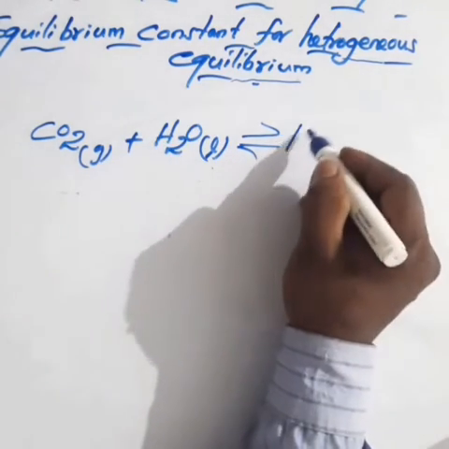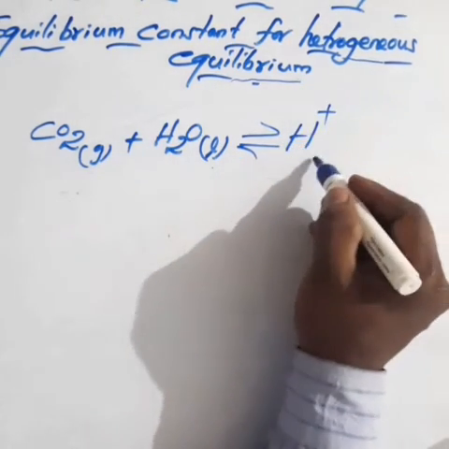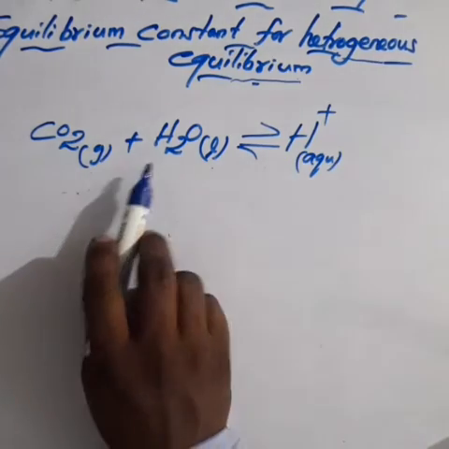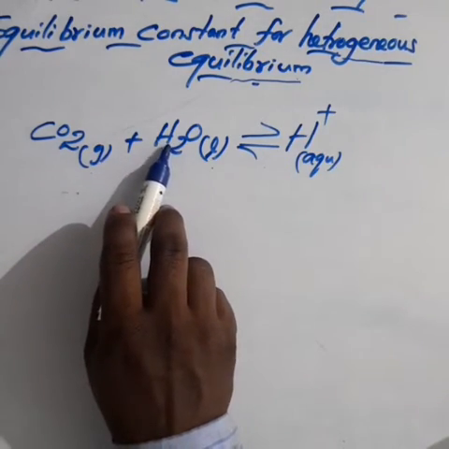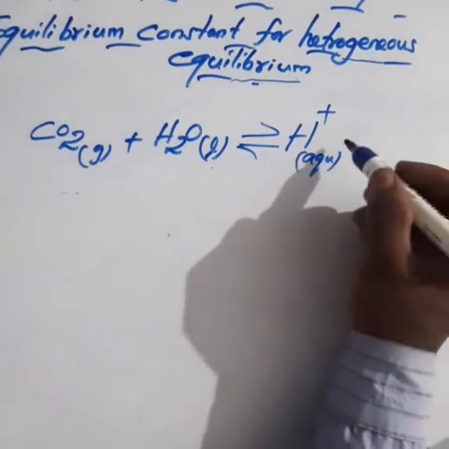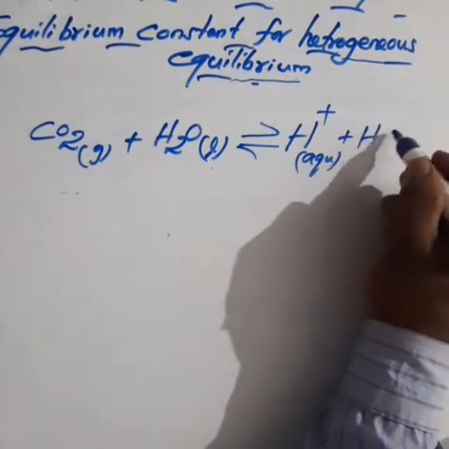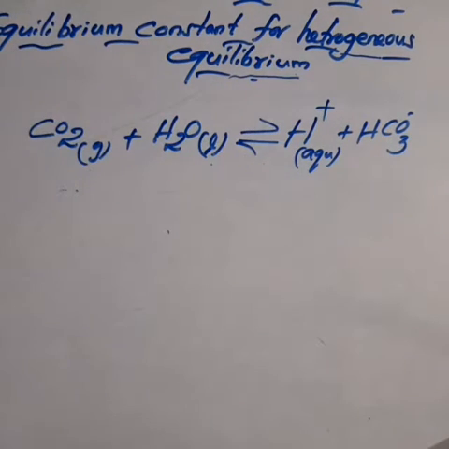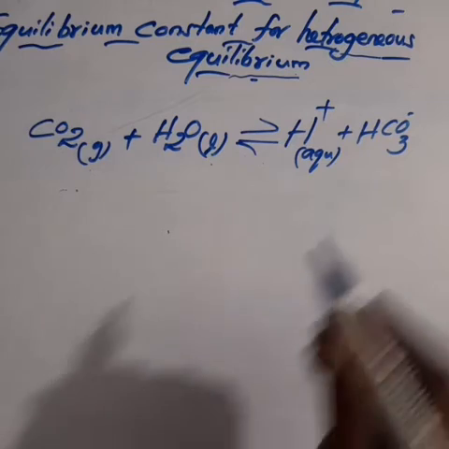Here, a hydrogen ion is produced from water. So H+ ions, this is aqueous state, aq. And also the bicarbonate ion: hydrogen combines with the CO2 and along with the oxygen we get the bicarbonate ion, that is HCO3-.